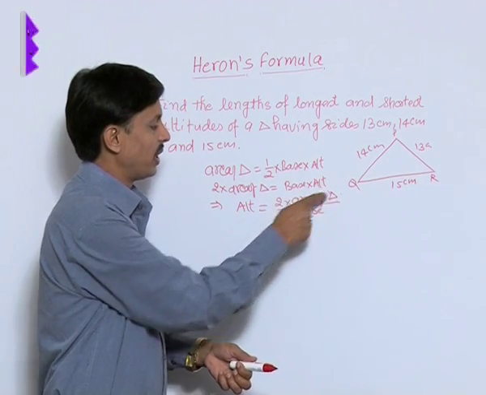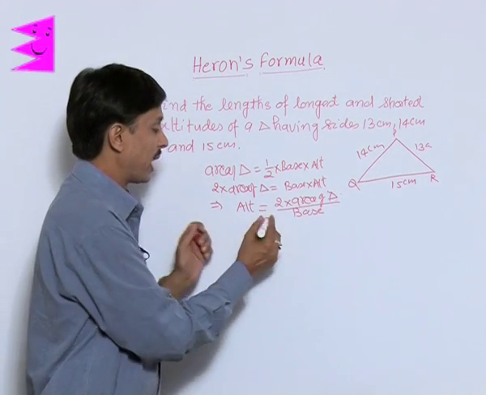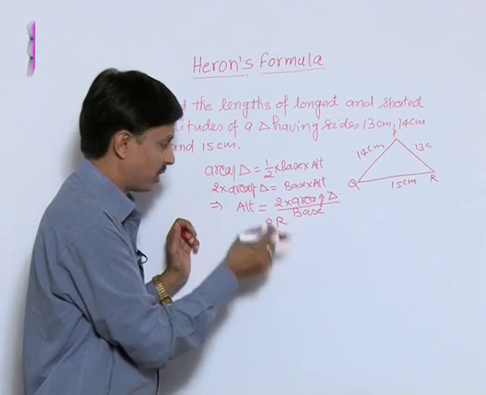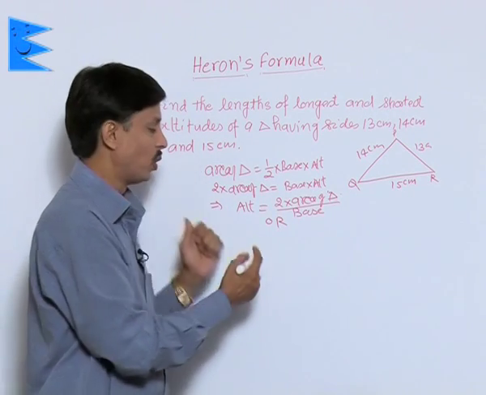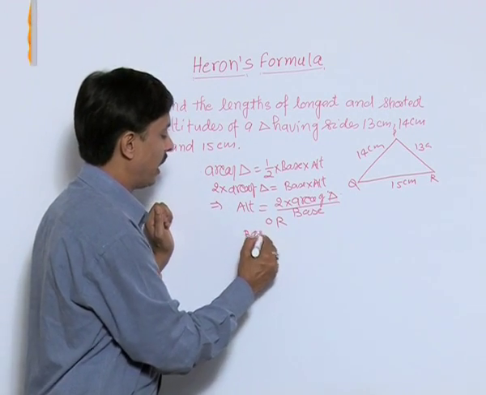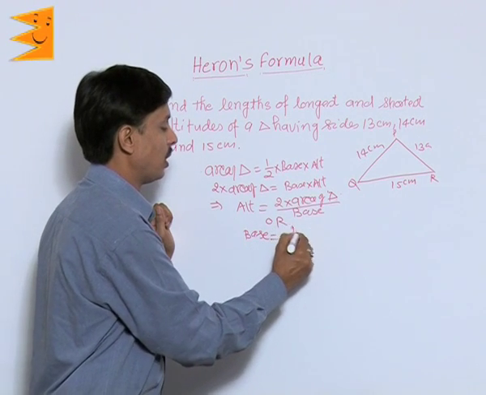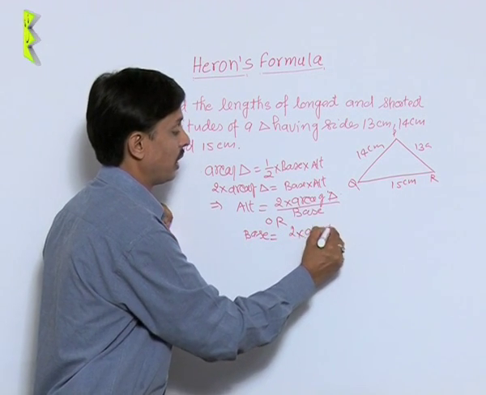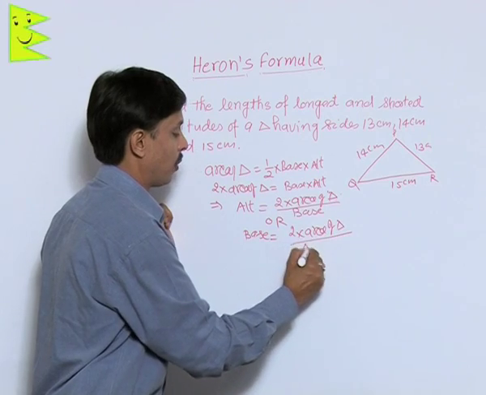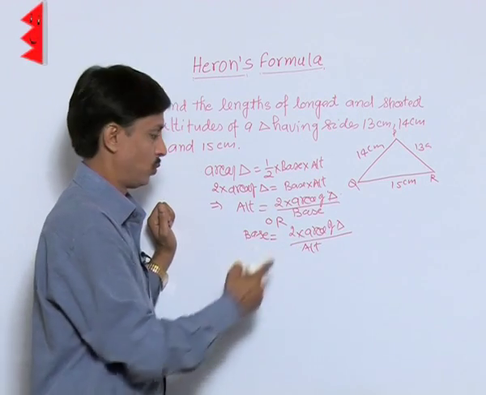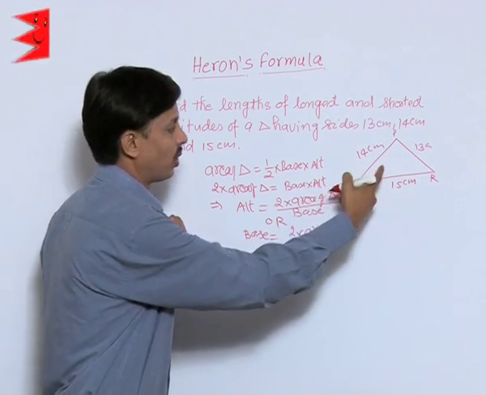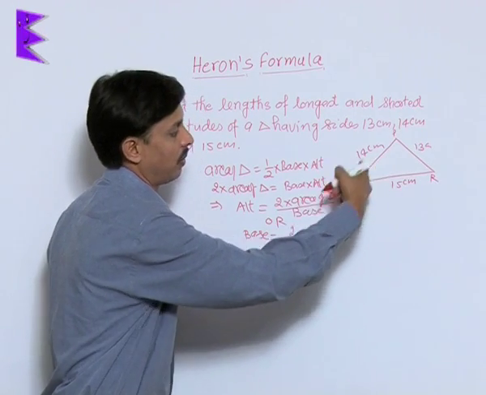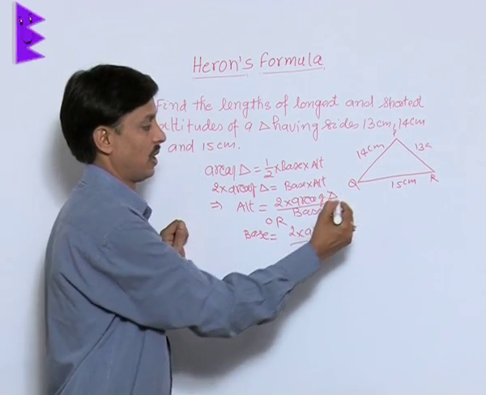Altitude is 2 into area upon base. Or you can develop one more formula, though it is not required, but I want to explain it to you. If you want to calculate the base, the formula will be 2 into area of triangle upon length of altitude. Vice versa. I want to first calculate the area of this triangle by using Heron's formula.